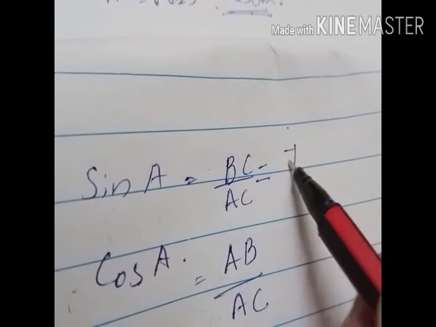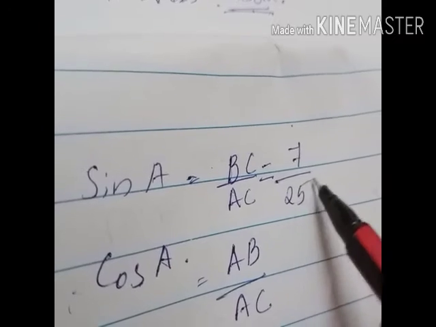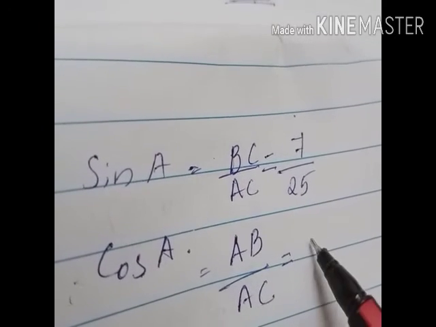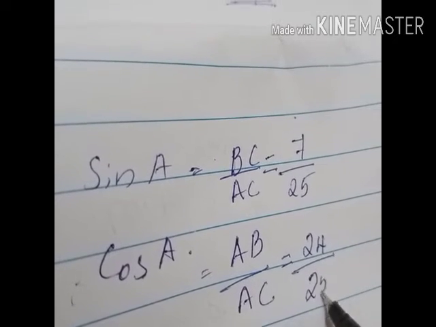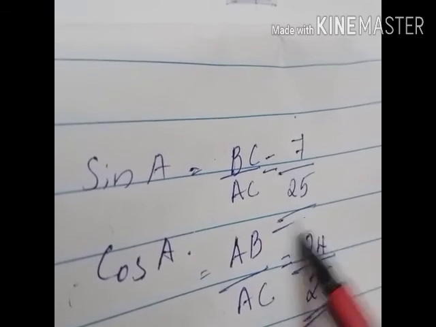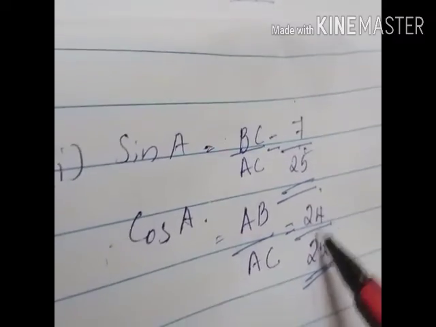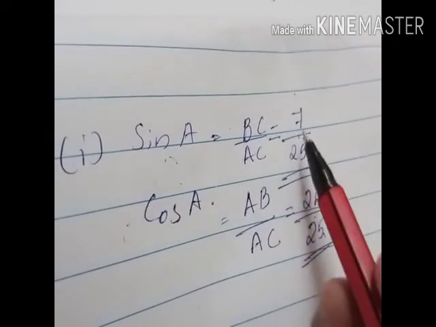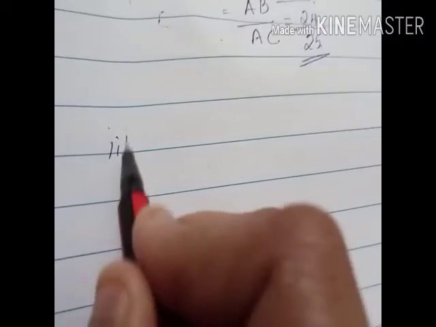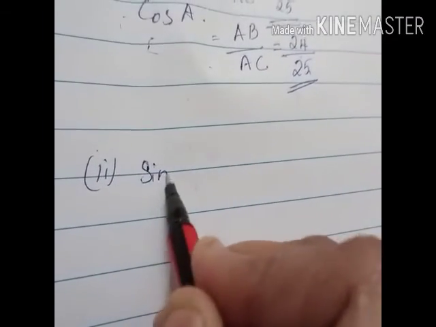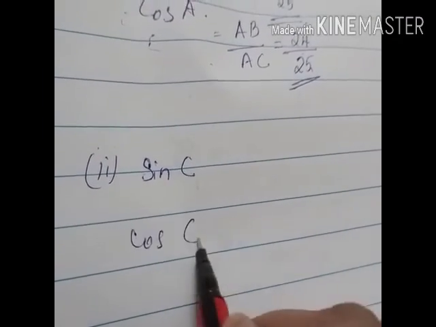BC is given as 7, AC we got as 25. Then AB is given as 24 and AC we got as 25. We can't simplify them, so this is only the answer. So we got sin A 7 by 25, cos A 24 by 25. Then as second sub question, we have to find sin C and cos C.